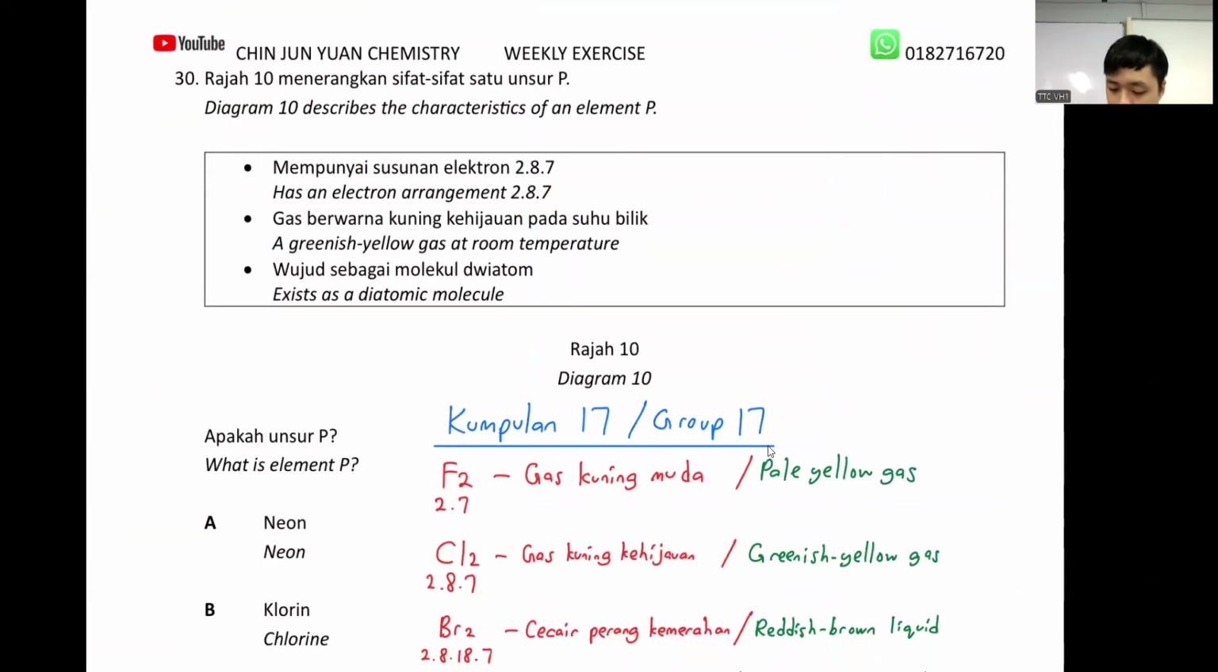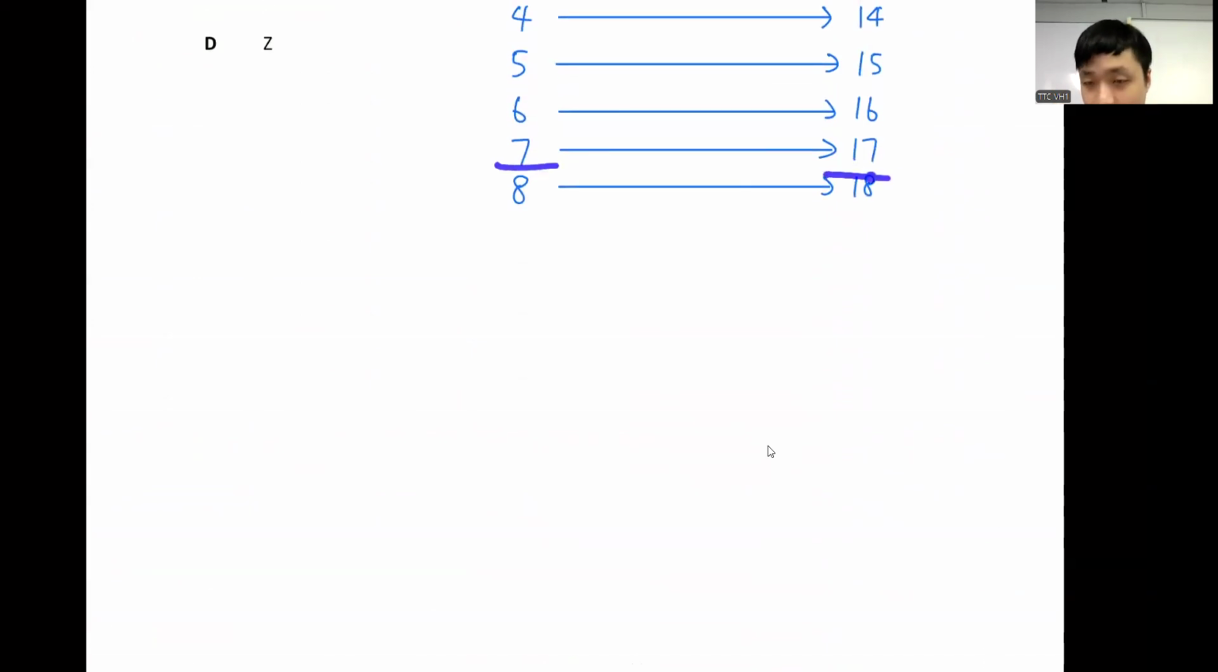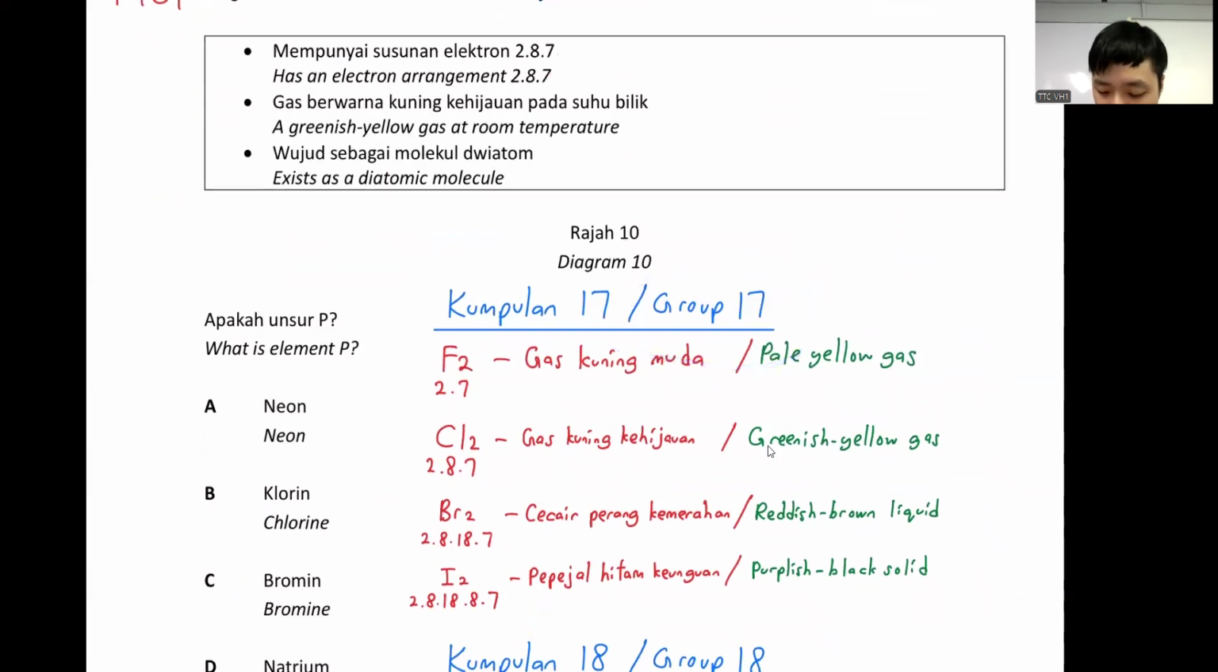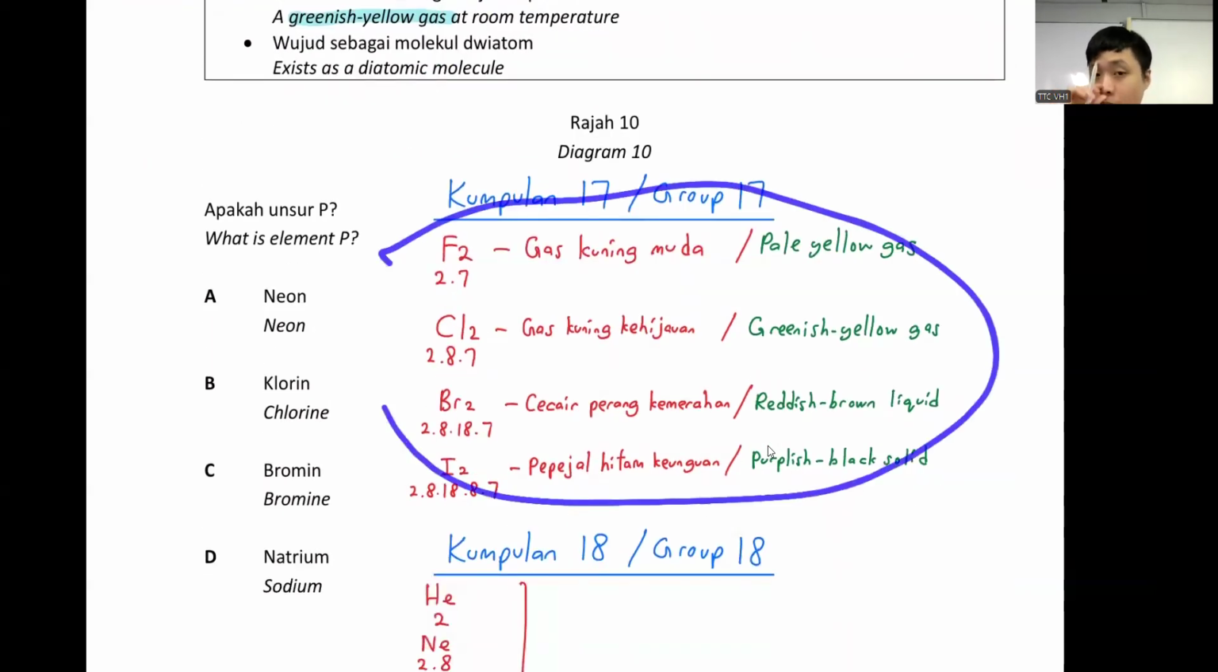30. Form 4, chapter 4, group 17. Because they give you 7 valence electrons, and 7 valence electrons is group 17. And they tell you it is a greenish yellow gas, gas kuning kehijauan at room temperature. So I already listed down again for you.